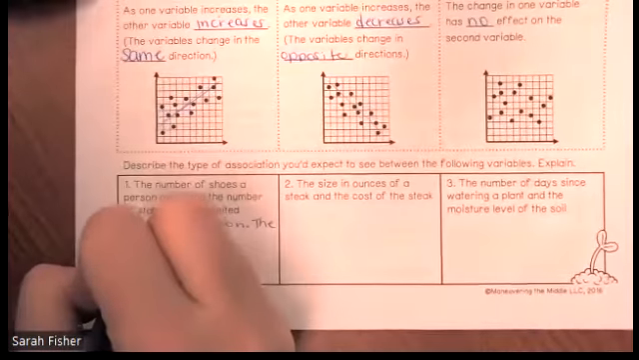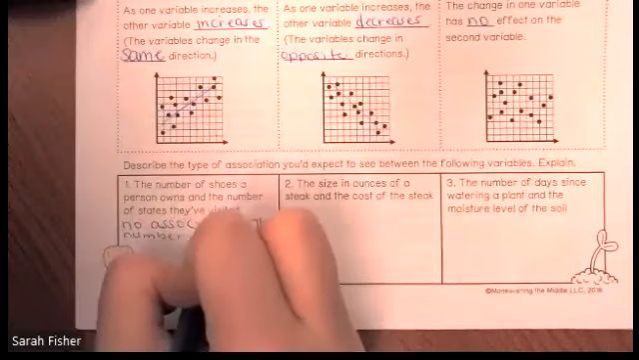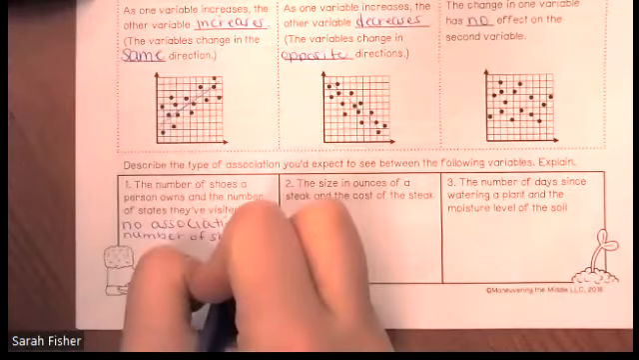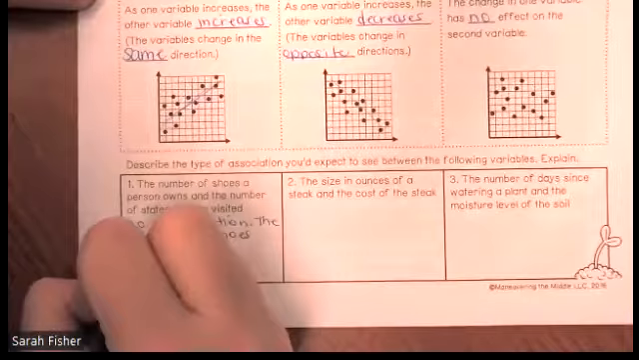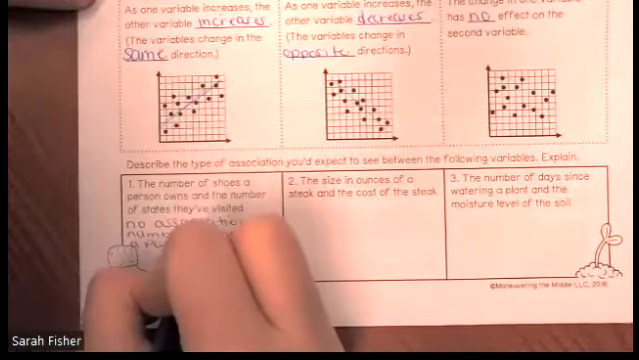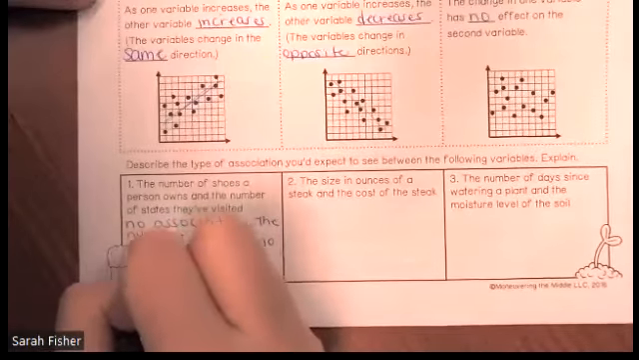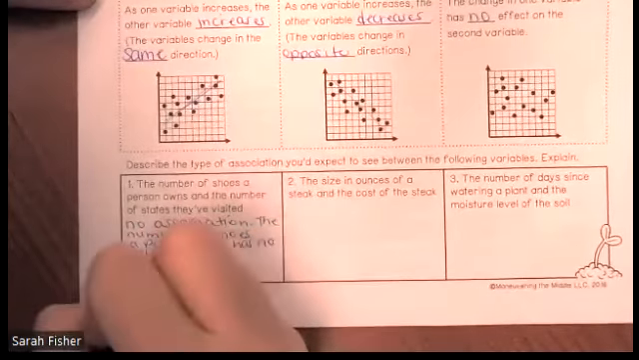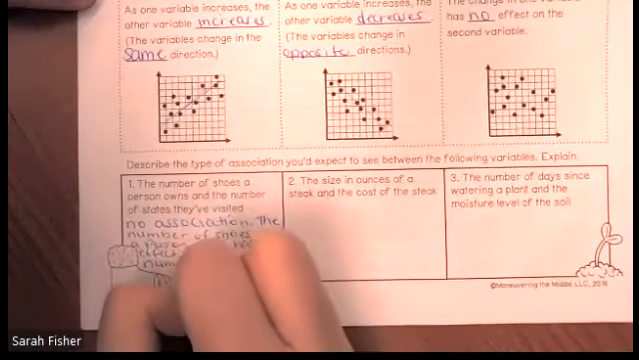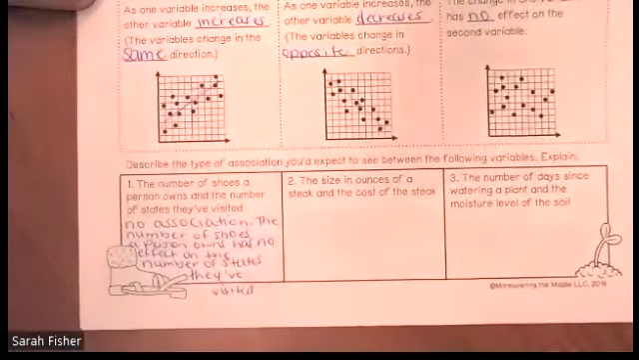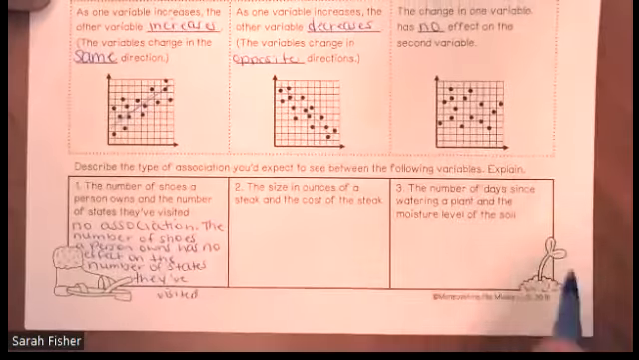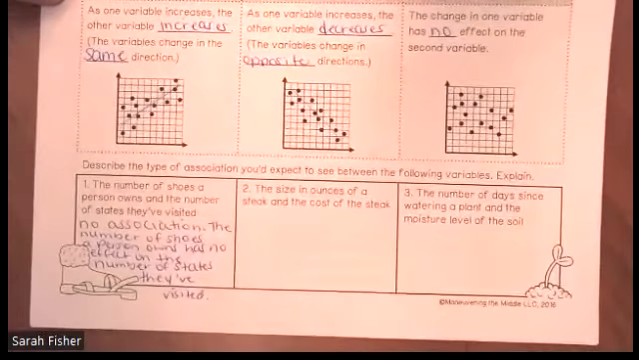The number of shoes a person owns has no effect on the number of states they've visited. The two are not related at all. So if we were to put that in a scatter plot, your dots would look like this right here. They'd have no association.